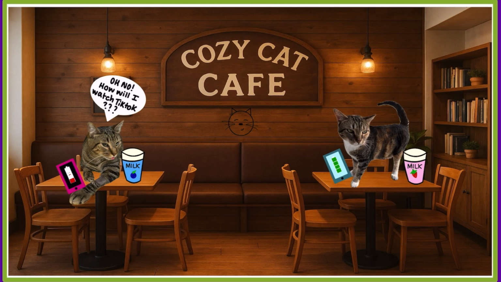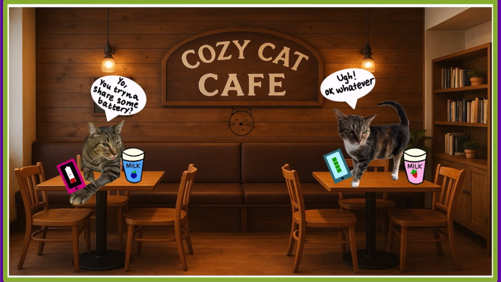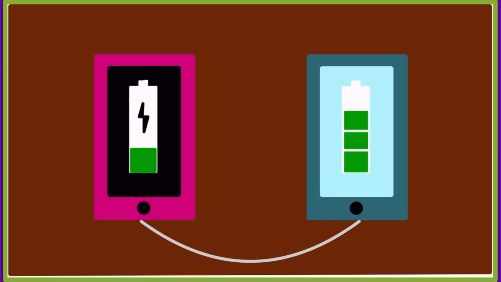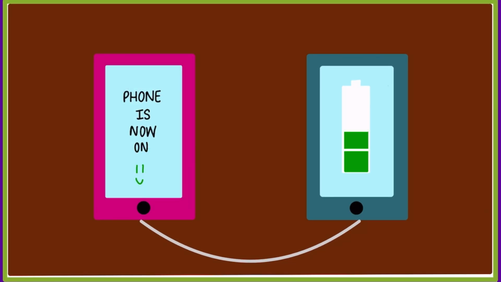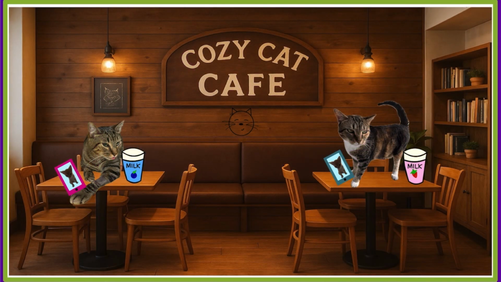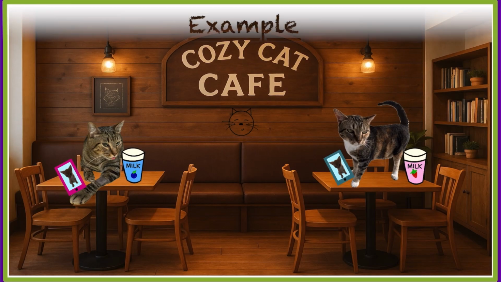Panic sets in. The cat with the dead phone wants to continue doom scrolling. So, he lovingly asks the other cat in the cafe with a charged phone to share some battery with him. The cat with the charged phone is kind, so she says yes. She connects both of their phones with a charging cable so that some of her battery can start transferring over to this other cat's dead phone. Soon after, the dead phone turns on. Now, both of them are back to doom scrolling and watching silly cat videos on their phones.